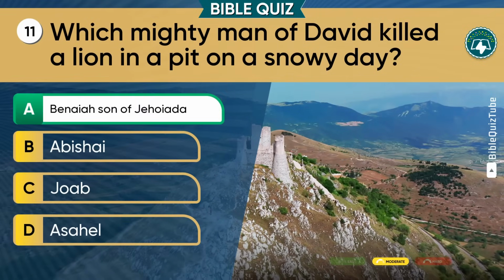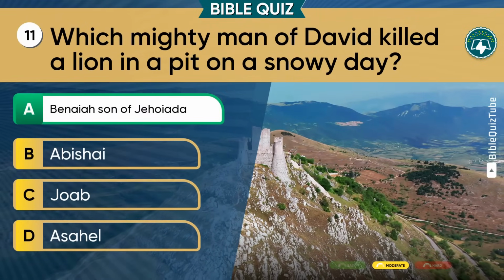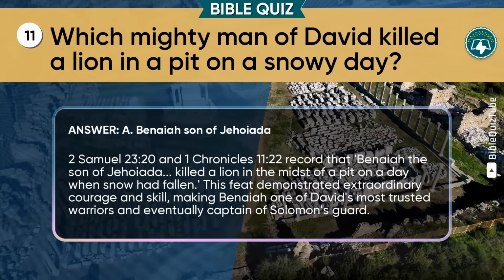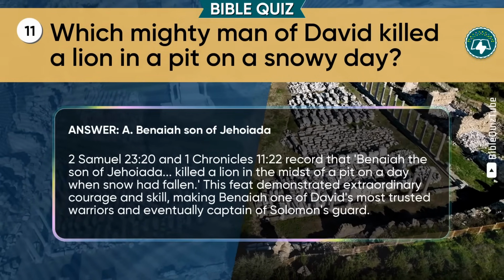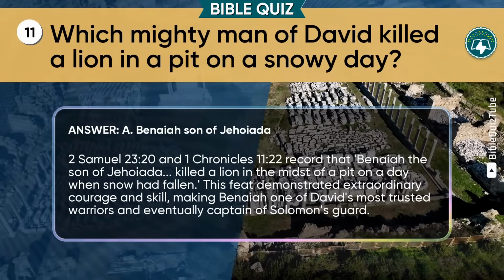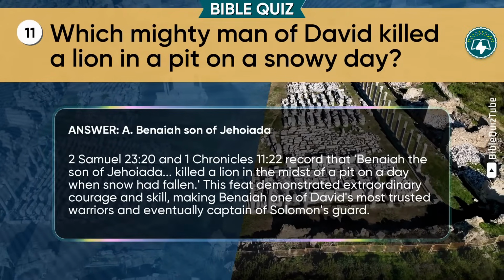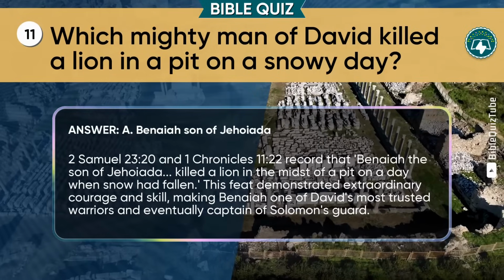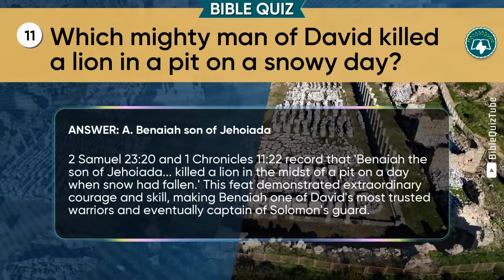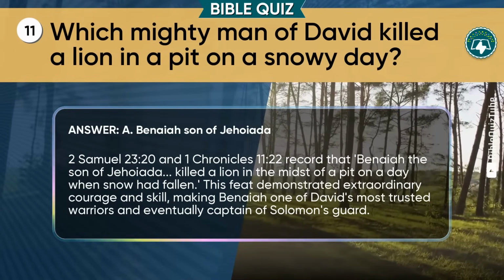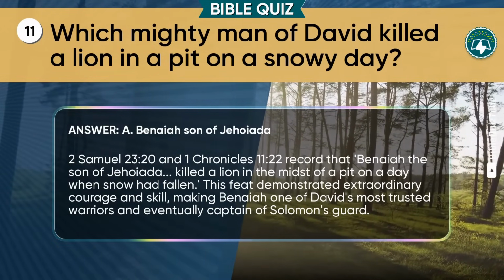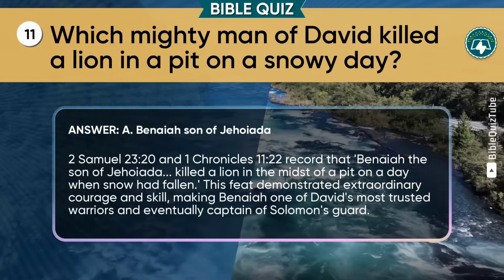You got it correct. A. Benaiah, son of Jehoiada. The explanation. 2 Samuel chapter 23 verse 20 and 1 Chronicles chapter 11 verse 22 record that Benaiah, the son of Jehoiada, killed a lion in the midst of a pit on a day when snow had fallen. This feat demonstrated extraordinary courage and skill, making Benaiah one of David's most trusted warriors and eventually captain of Solomon's guard.